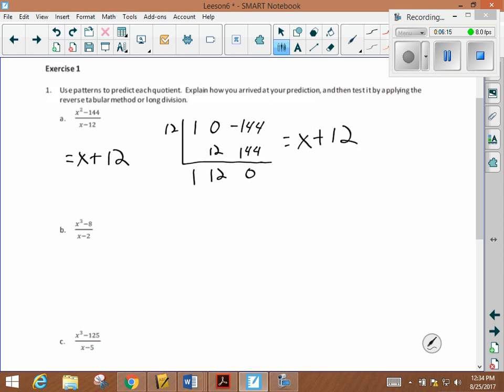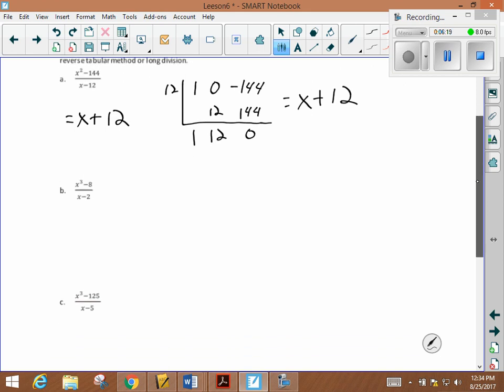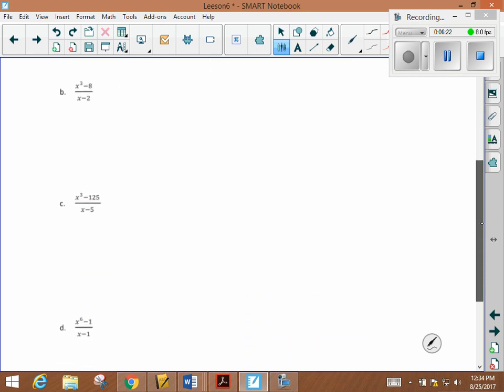And indeed, it is true. Okay. Continuing on, how would we use a pattern here? It looks like now I have a cube. I have two cubes here. I have x cubed and 8, which is 2 cubed, right? And then I have 2 on the bottom, which happens to be the cube root of 8. Interestingly enough.